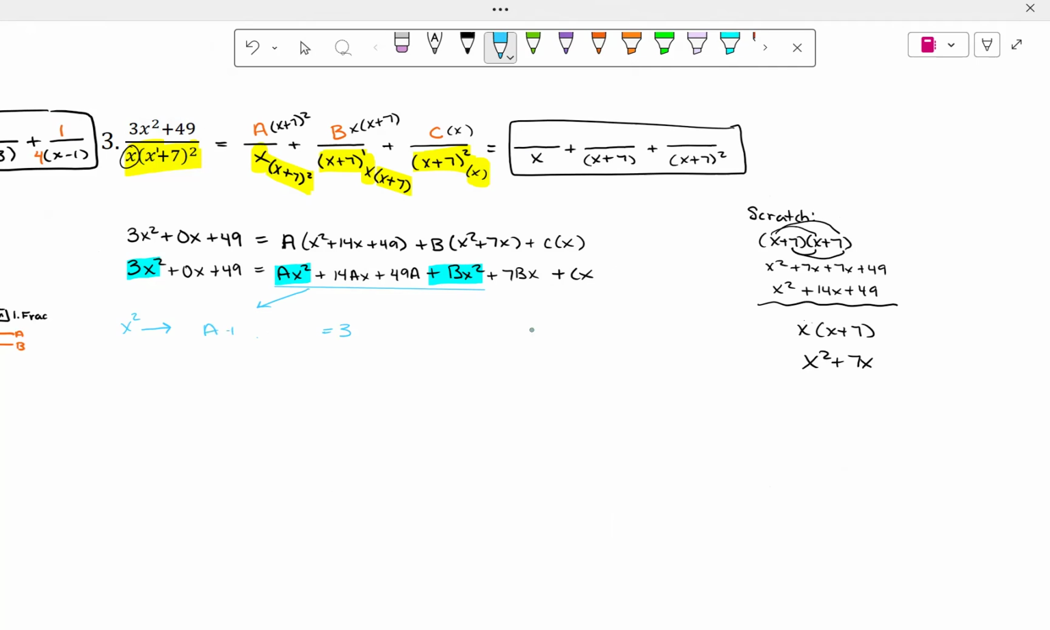Oh, there's no c. So what should I do for the c column? I'm going to write plus 0. Because I do have c's at some time. I need to find out what c is. So I'm building a system of a, b, c equals to a number.